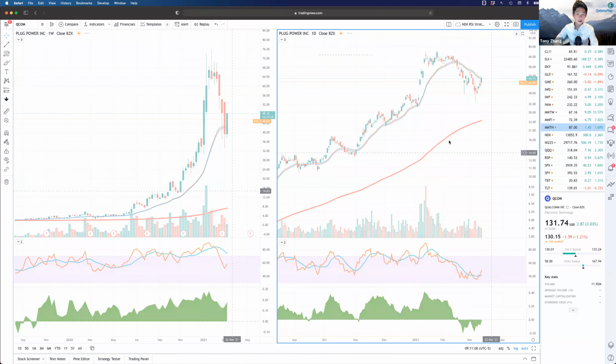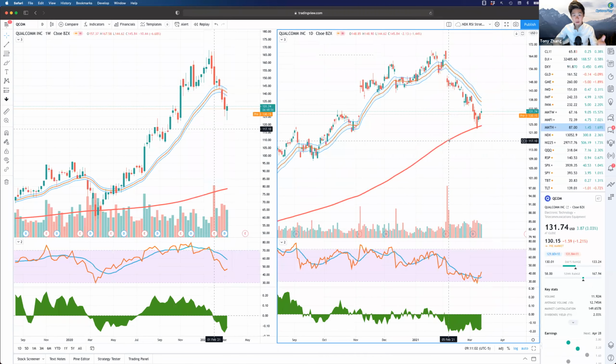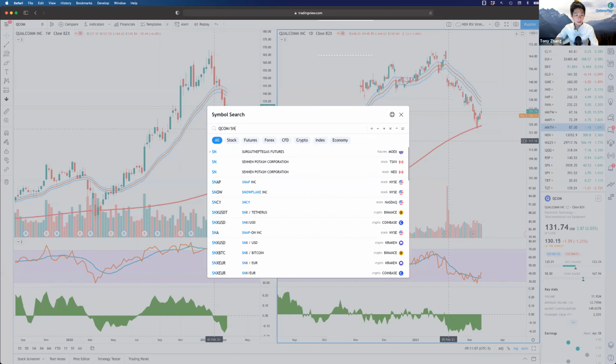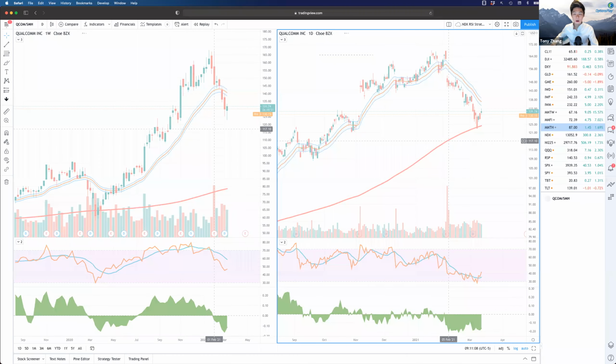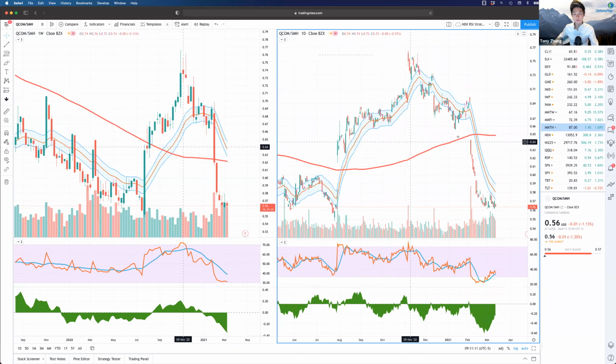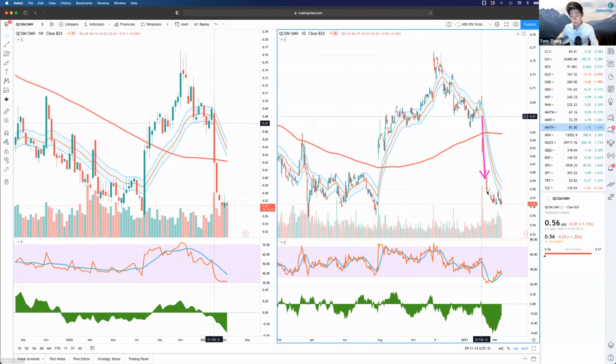Qualcomm. So this is another one similar to NVIDIA, similar to AMD. Qualcomm versus its sector, SMH, is continuing to underperform. As you can see, big underperformer of its sector, especially in the past few weeks. But it has managed to get back to a major long-term support level here.